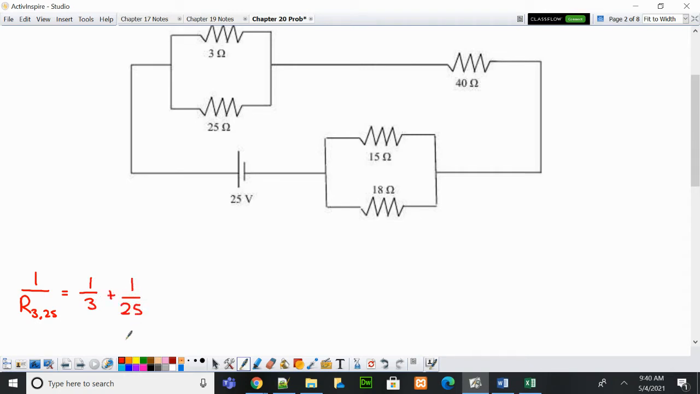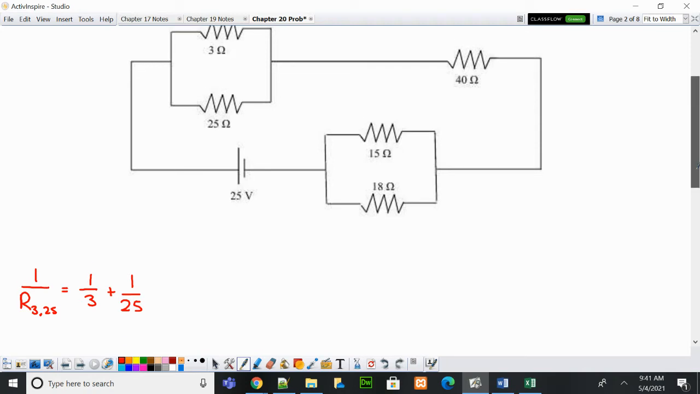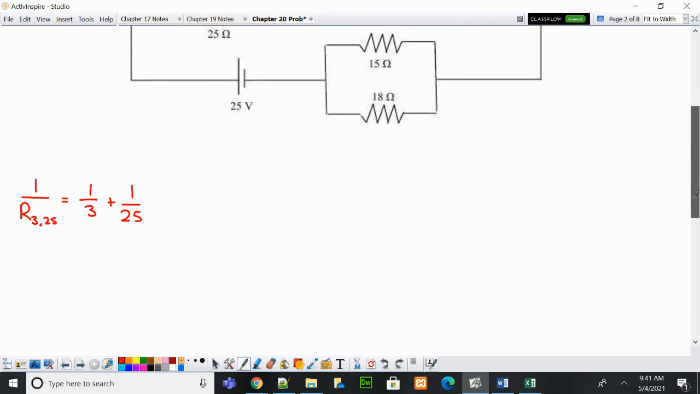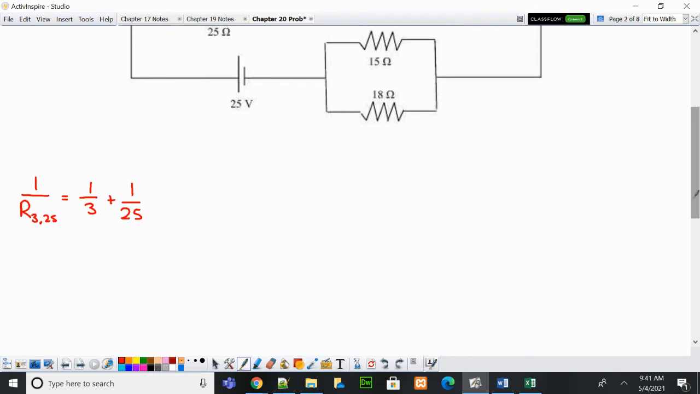Now you can just type it into your calculator and make them decimals. If you do make them decimals, keep 4 or 5 decimal places until you get to your final part for finding the equivalent resistance, and then you can round it to 3.